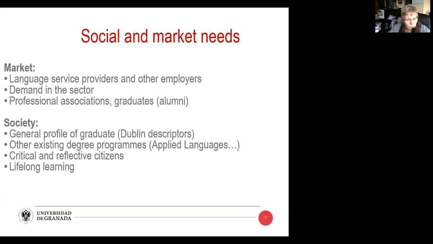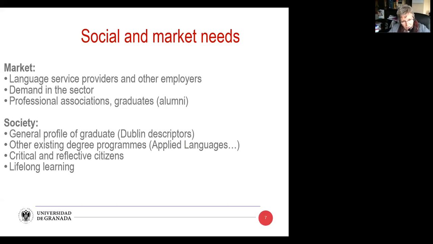In Europe, we have documents which give us the general profiles of graduates, this document is known as the Dublin descriptors. And I know that in other parts of the world, there are similar descriptions saying, okay, this is a BA program, so we would expect the person to be able to do X, Y, and Z.